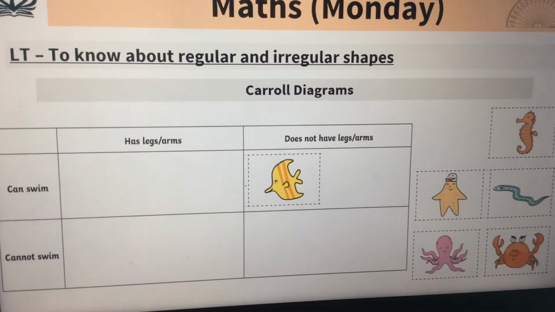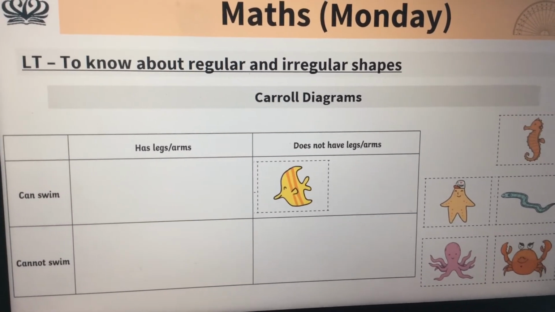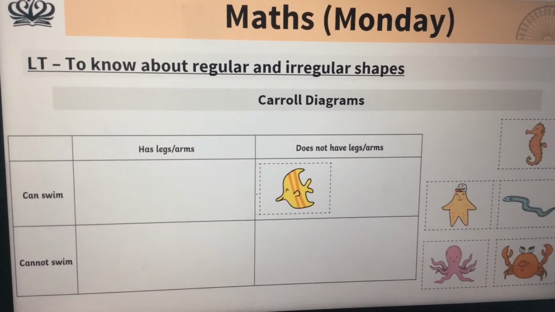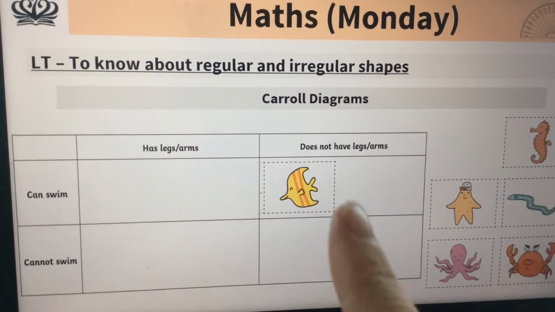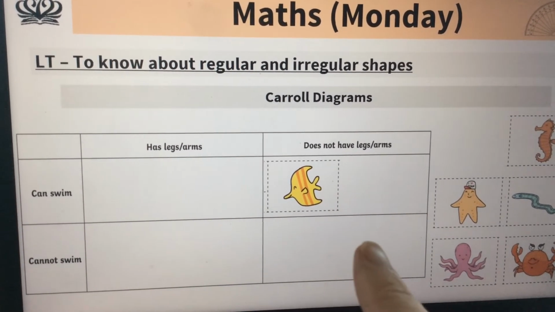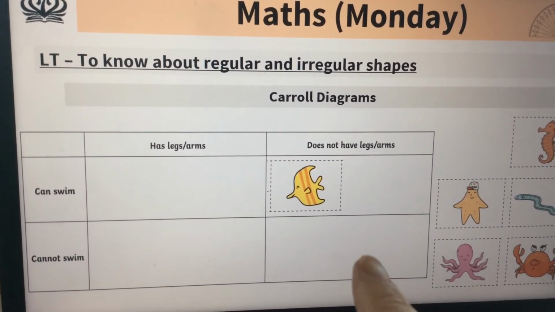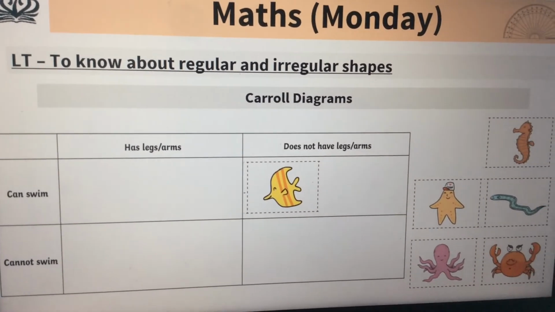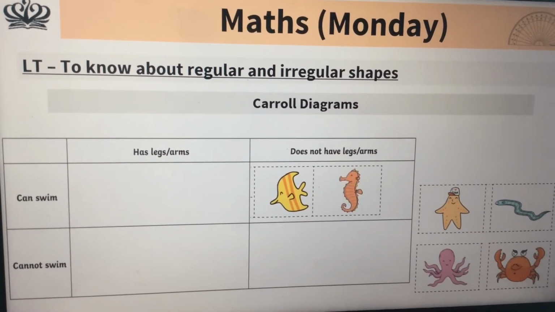So let's have a go with the seahorse. Does the seahorse have legs and arms? No, so it's going to be here somewhere. Can it swim? Yes, so it's going to join the fish in there.